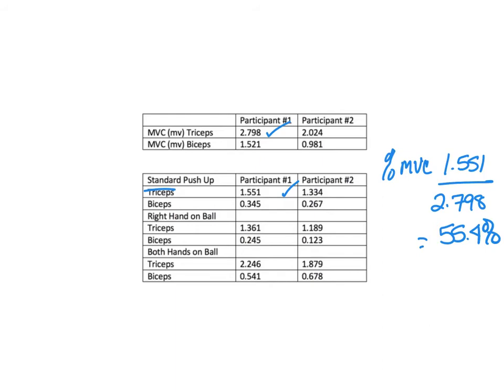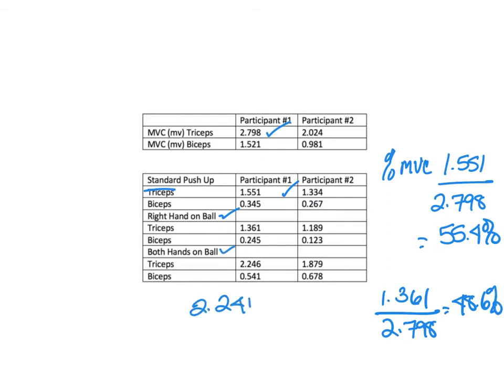You would do the same thing for the right hand on the ball, 1.361 divided by 2.798 to get 48.6%. And then finally for both hands on the ball, 2.246 divided by 2.798 to get 80.3% of MVC. And then we're going to compare those data to what's published in the literature.